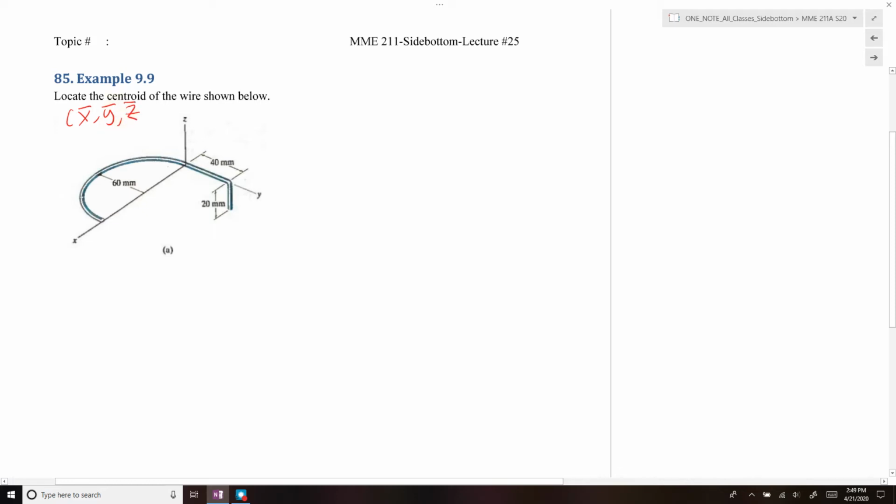and z bar in this situation, is we need to first break the composite body, or our composite body, into sections.